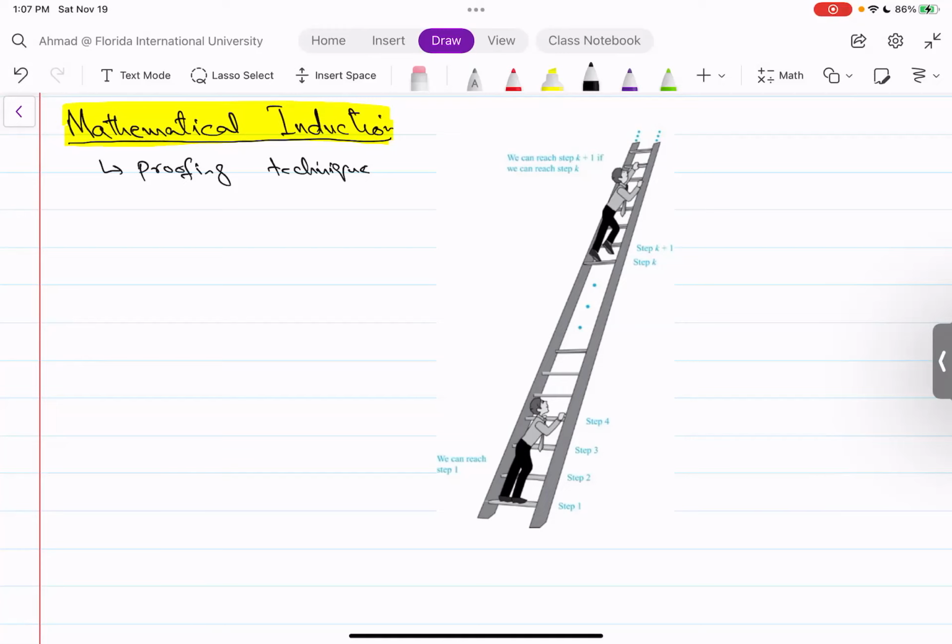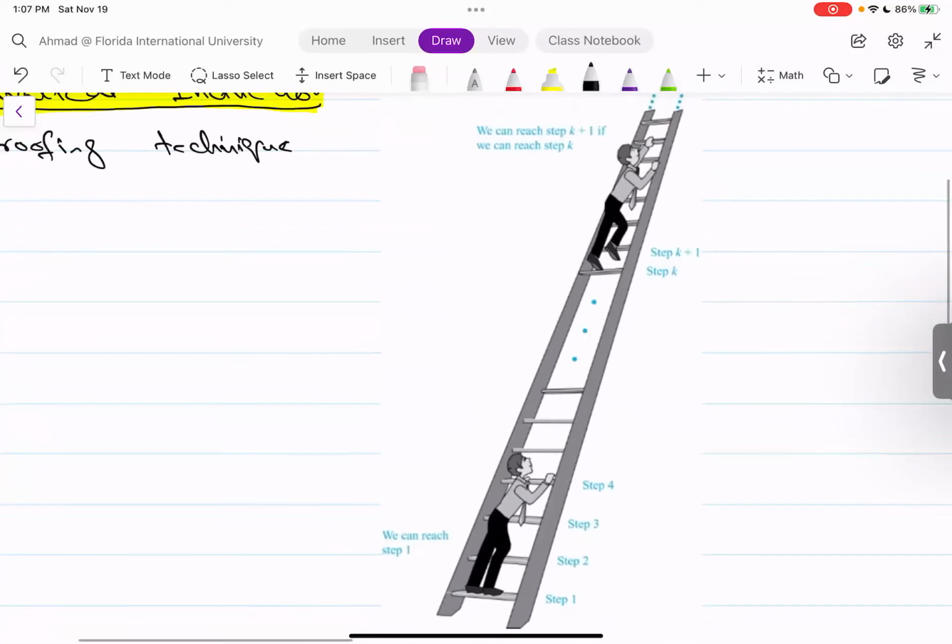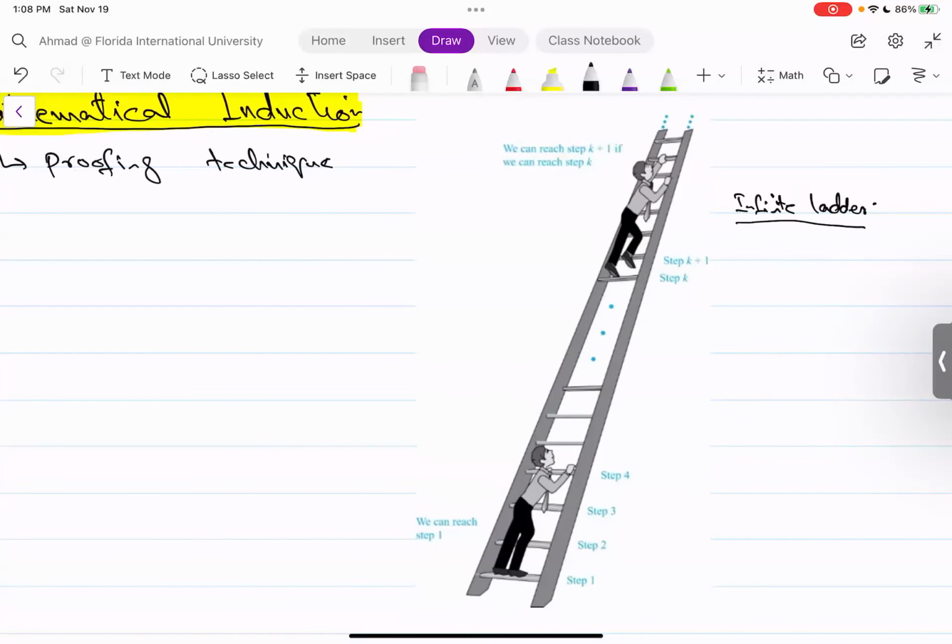We can consider a ladder and understand mathematical induction from this ladder. So assume that this is an infinite ladder, right? Infinite ladder. What I want to say is my claim is that I can go to any rung of this infinite ladder. I can reach any rung of this infinite ladder. So how can I prove that?